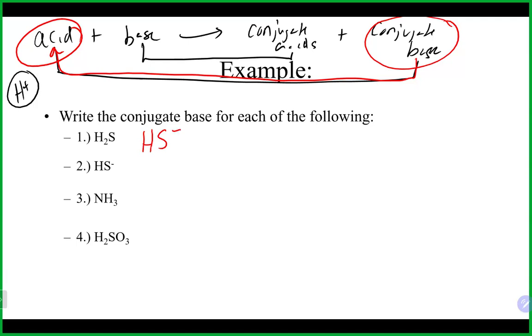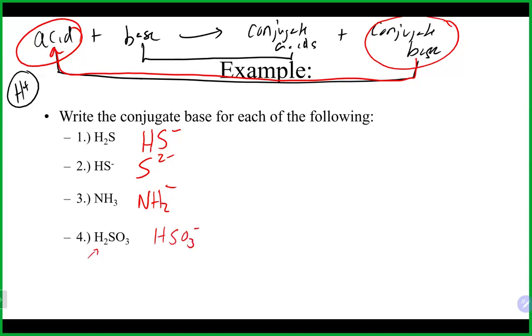Same thing on the next one. We're going to remove the hydrogen, so that gives me an S. It's already -1, so it becomes one more negative, which will give me a -2. Here, we're just going to remove a hydrogen. Gives you NH2. It was neutral, which means it becomes one more negative, so it would be NH2 minus. And lastly, here, we're going to remove one of those hydrogens, get an HSO3 minus.